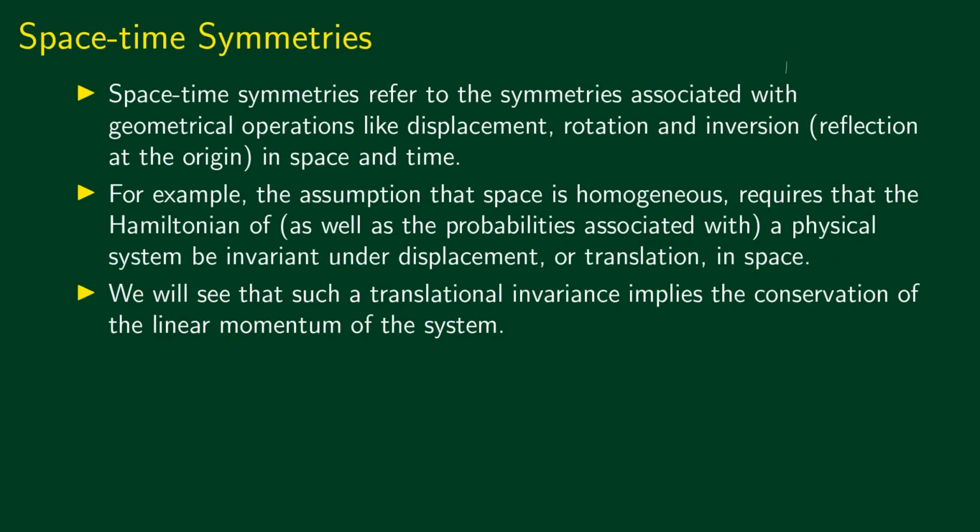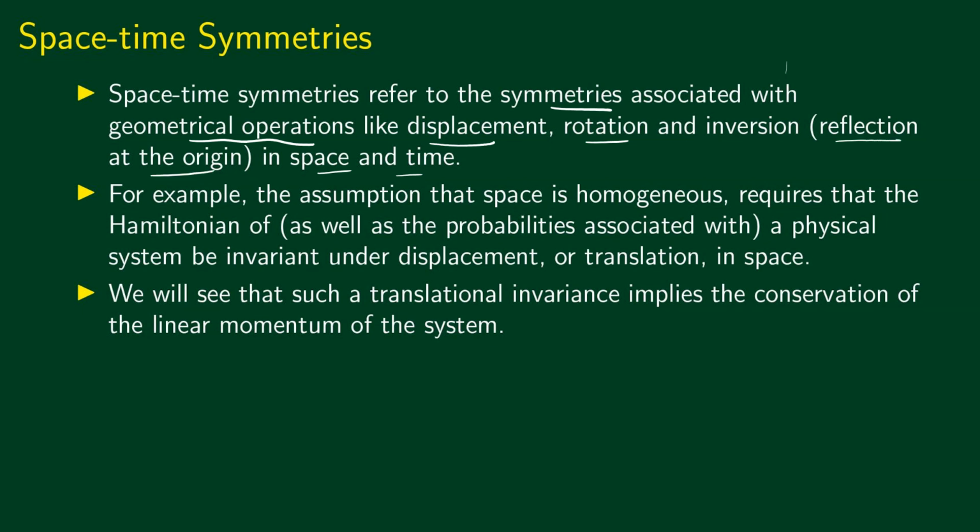First of all, what do we mean by space-time symmetries? Space-time symmetries are symmetries related to geometrical operations that you can carry out. This geometrical operation could be a displacement, it could be a rotation or an inversion. And inversion can be done in both space and time. An inversion in space is just a reflection at the origin.